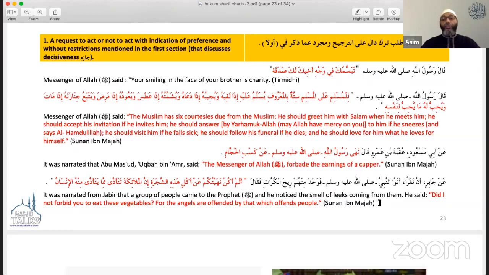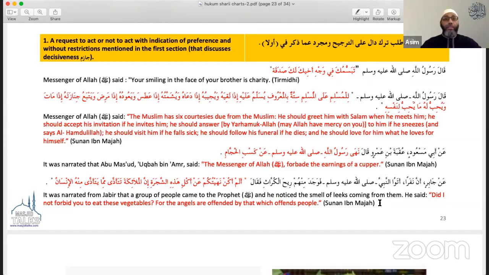Similarly, the hadith that talks about the courtesies of a Muslim towards another Muslim: "للمسلم على المسلم ستة بالمعروف يسلم عليه إذا لقيه." Meaning there are 6 courtesies for a Muslim to another Muslim. When he meets him, he says salam to him. "ويجيب إذا دعاه," and he accepts if he is called for an invitation, then he accepts it.